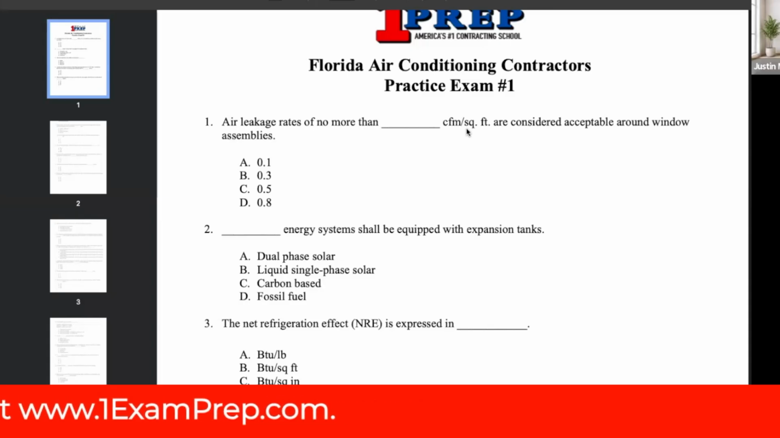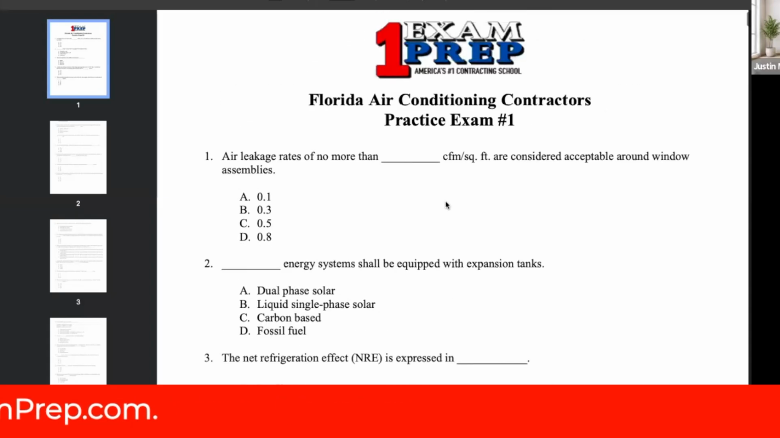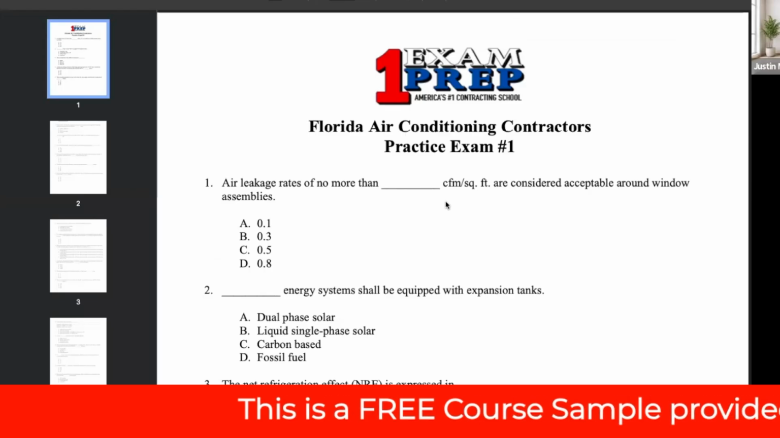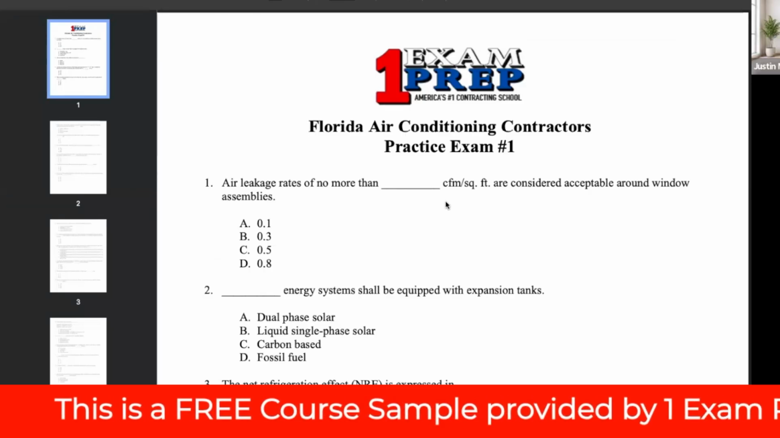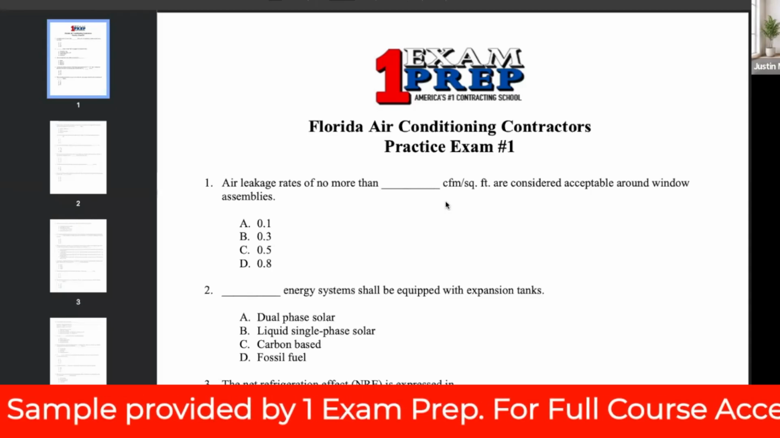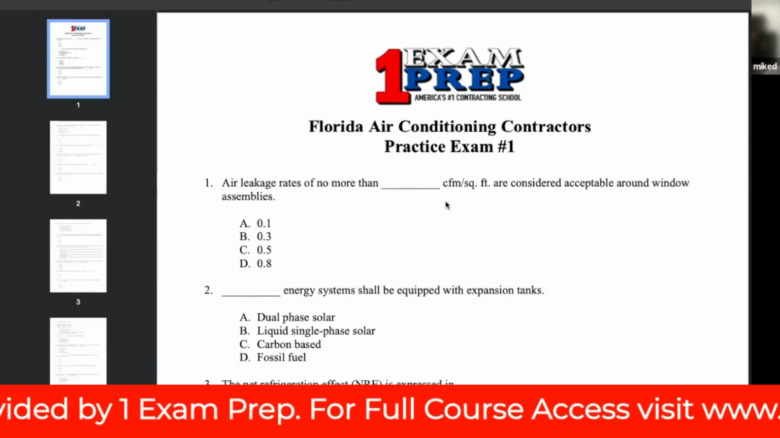So, looking at that first question, Mike: air leakage rates of blah, blah, blah, of no more than blank CFM per square foot are considered acceptable around window assemblies. Have you seen this question before, or do you have an idea of where it might be?